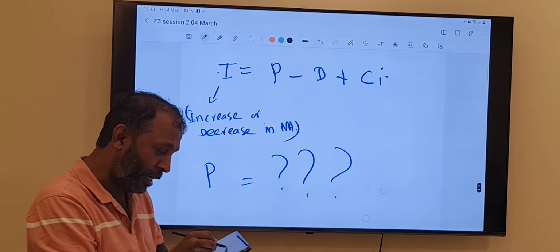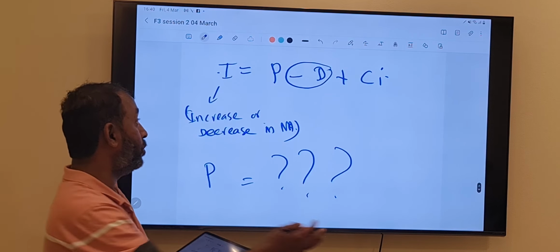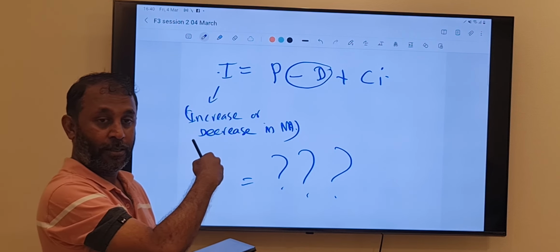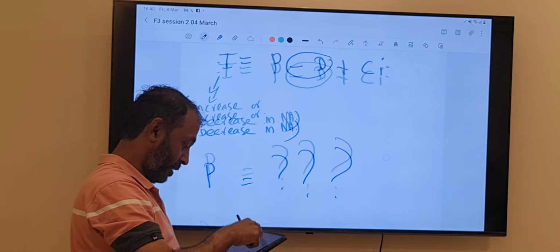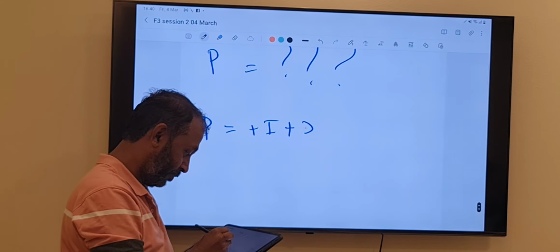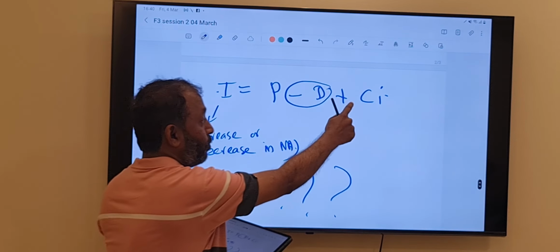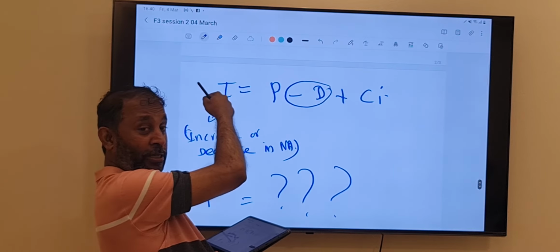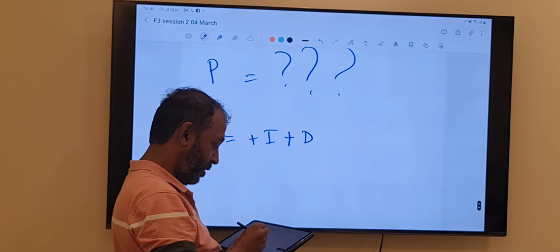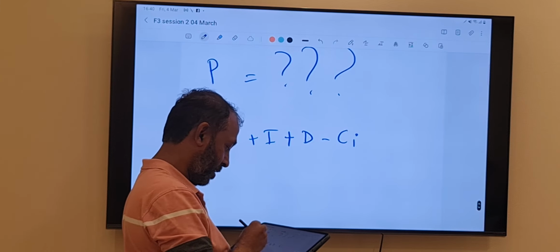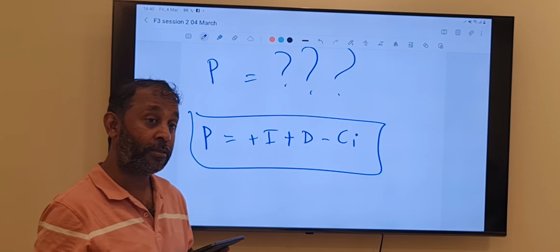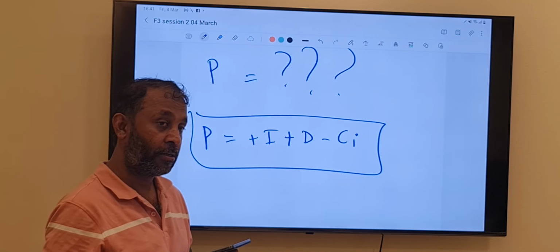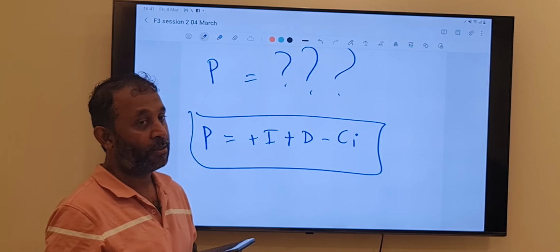So now what you do is, you move this minus D to the other side of the equation. When you bring it to the other side, this minus will become what? Plus. And this plus, when you carry to this side of the equation, that becomes minus. And this is the final equation. But we remove P only. We move P from right side to left side only.